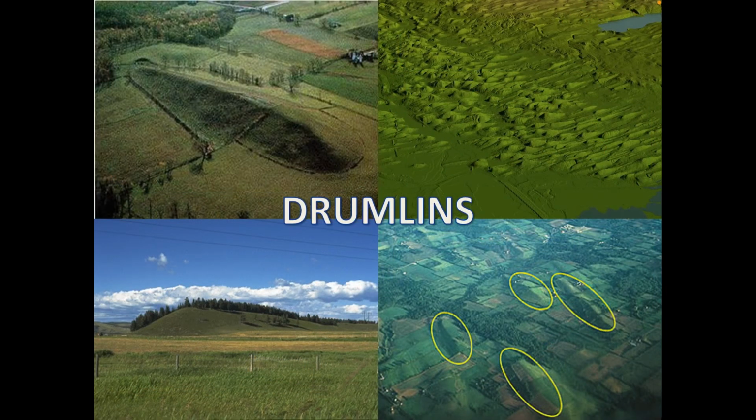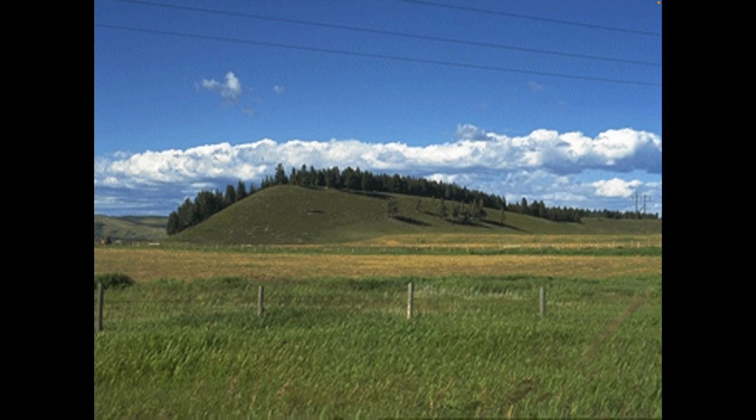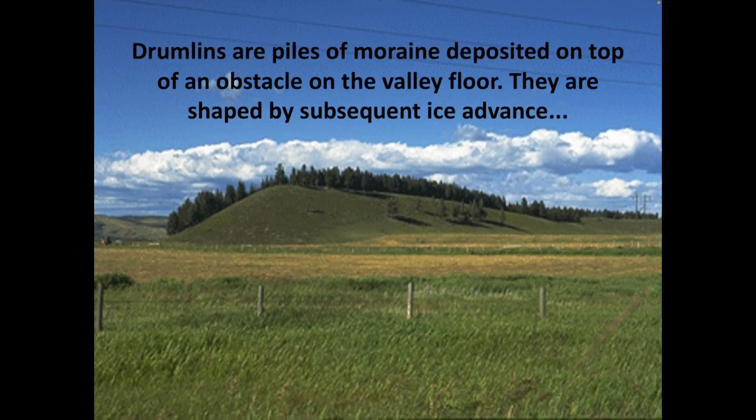And the final depositional feature that we're going to look at are things called drumlins, which are these kind of half egg-shaped hills, or upside down half avocado-shaped hills, that we see left in glacial landscapes. And they look a little bit like this, and you can see that they've got one side that is a lot steeper and one side that is a lot more gentle in terms of slope. And they are made of large piles of moraine that have been deposited over an obstacle on the valley floor.